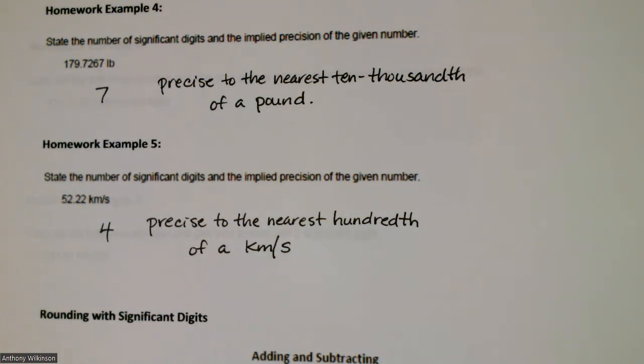Now for the implied precision, you'll be given a choice of answers there. And all you have to do is select the one that will best fit that particular problem. Okay, so that's how we count the number of significant digits in a number.